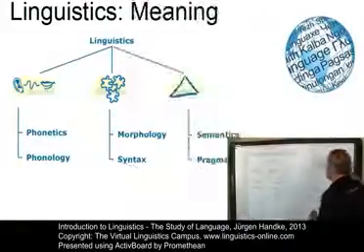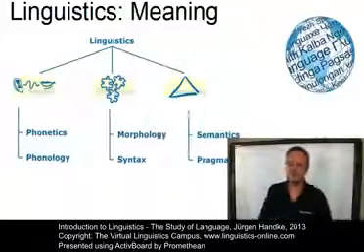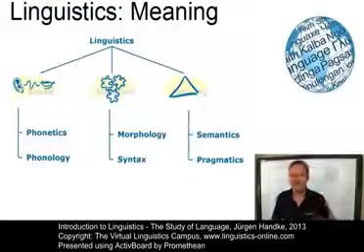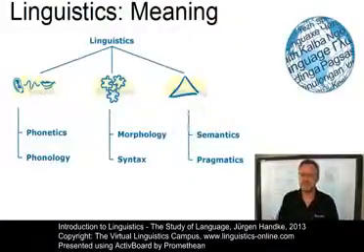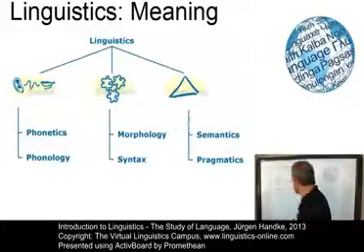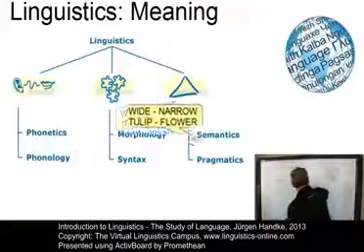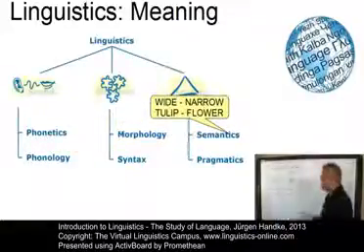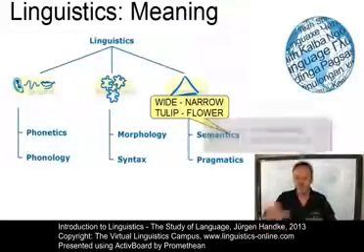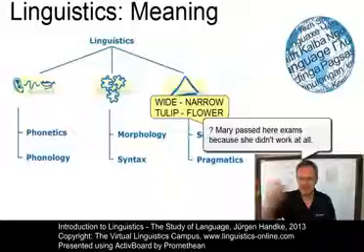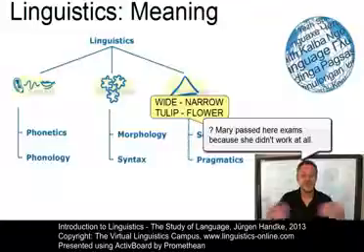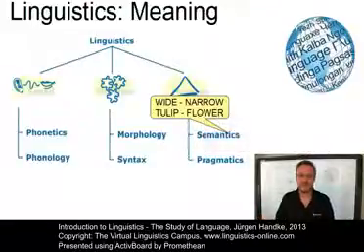Well, and then we have the branch dealing with meaning, the study of meaning, more specifically the study of meaning of words, of sentences, and even larger elements. In word semantics, for example, an interesting question is, what are the relationships between items such as wide and narrow, between tulip and flower? Or what is logically strange about the sentence, "Mary passed her exam because she didn't work at all"? Think about it. A very strange sentence. Sentence semantics will help out here.